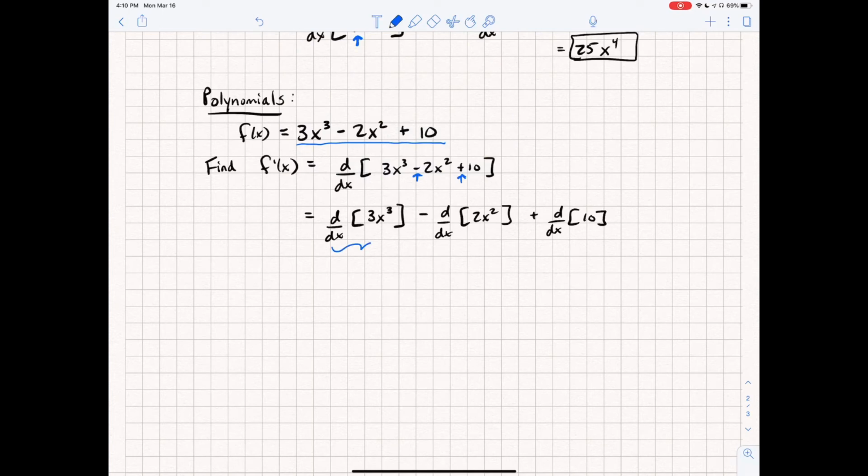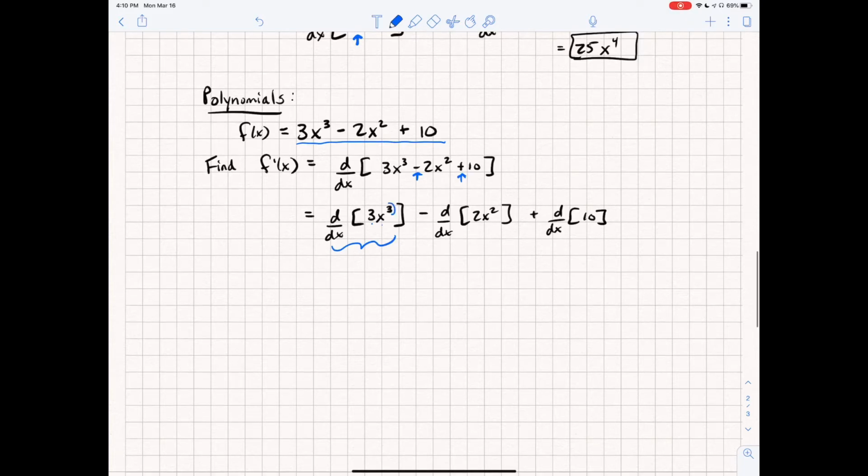This derivative is the scalar multiple with the power rule. 3 will come down to the front, so I'll get 9x squared. Now minus here, this 2 comes down to the front and makes it 4x to the first power.